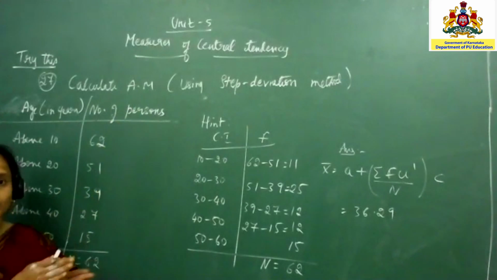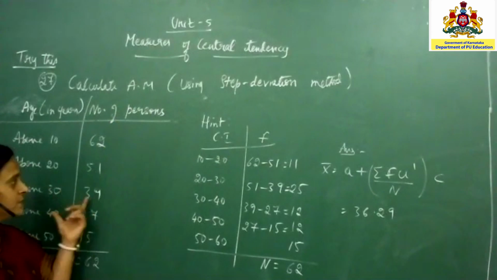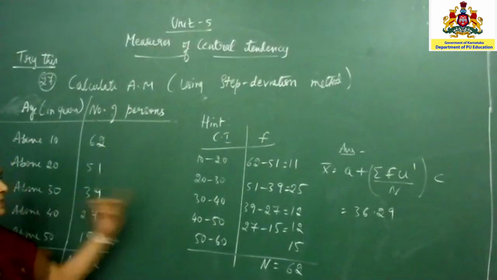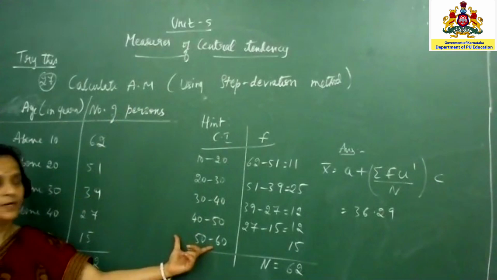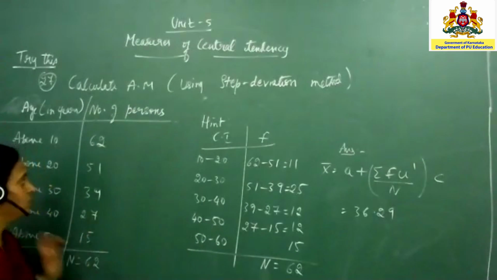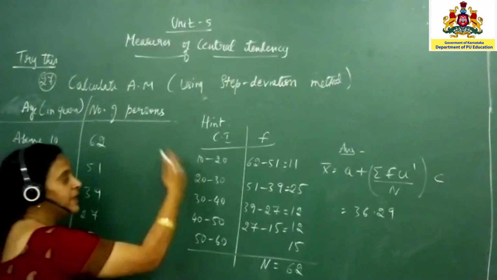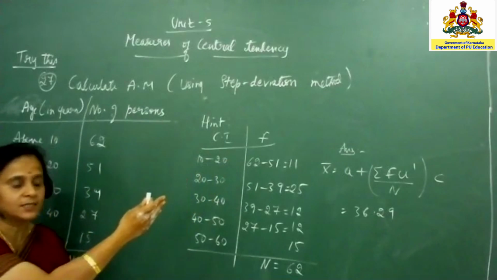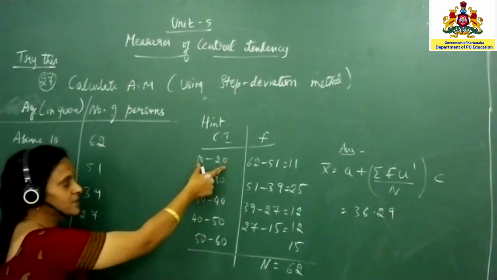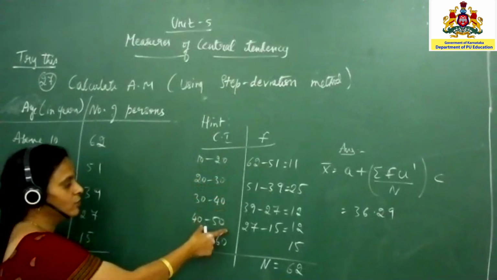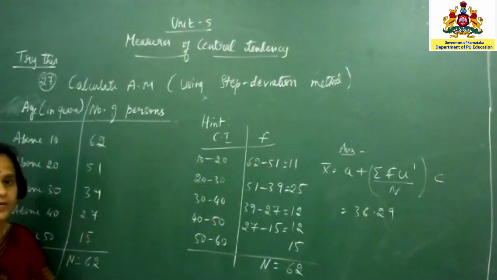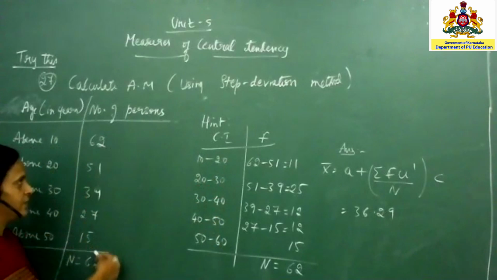So I told you in the earlier classes, right? So first job is we have to convert in terms of class interval, right? So here hint is given. So here as above values are given, above 10, above 20. So from 10 onwards, I just start with the class intervals. So take the class intervals 10 to 20, 20 to 30, 30 to 40, 40 to 50, and 50 to 60. And change the frequencies.